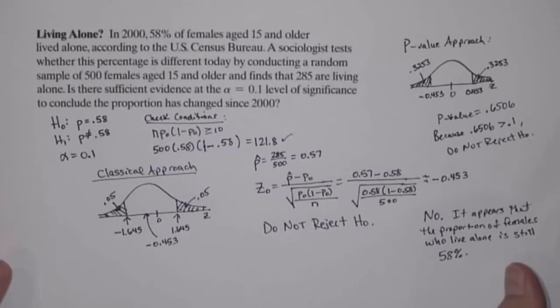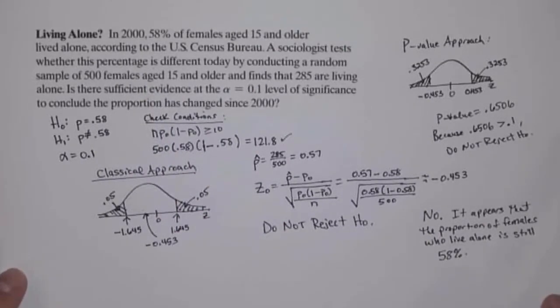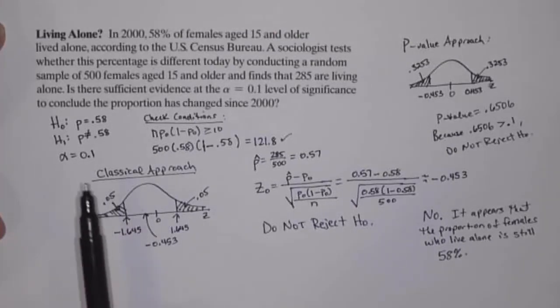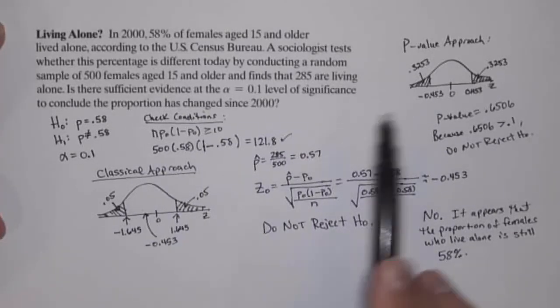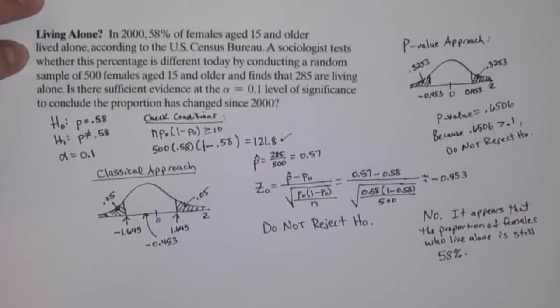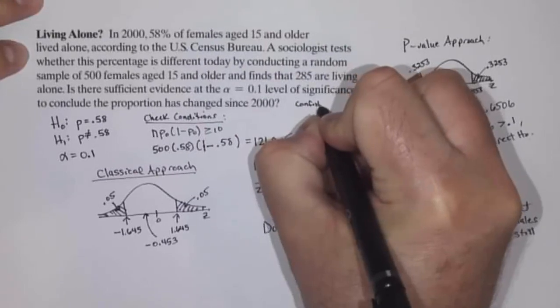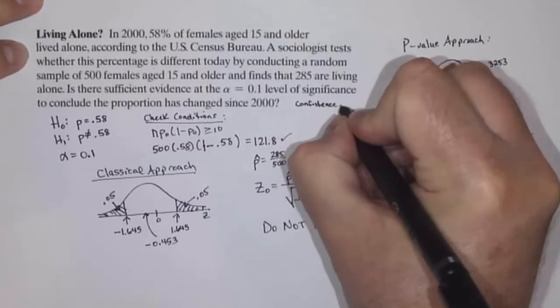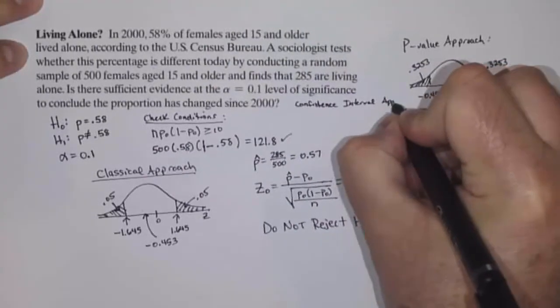So I want to take a look again at our example about the percentage of females who live alone. Could I use a confidence interval approach to test this as well? We've seen the classical approach, we've seen the p-value approach. So if I want to use the confidence interval approach, and I'm going to write that in right here, the confidence interval approach.